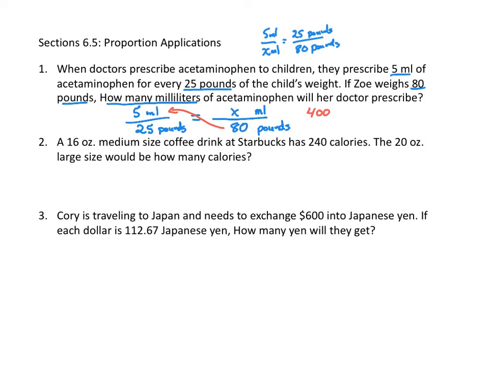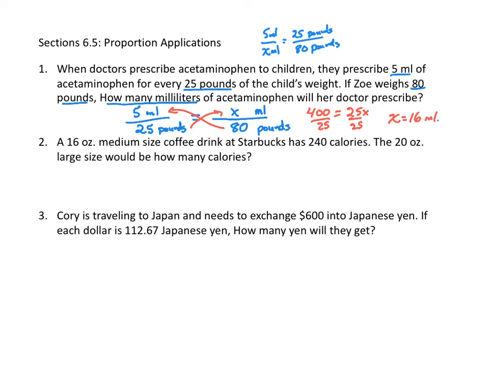It doesn't matter that we're multiplying pounds times milliliters. We're just multiplying with the numbers. And then we're multiplying 25 times x, so 25x. And then you would divide by 25 to isolate the x, to get x equals, well, how many times does that go in there? 16? 16 milliliters.